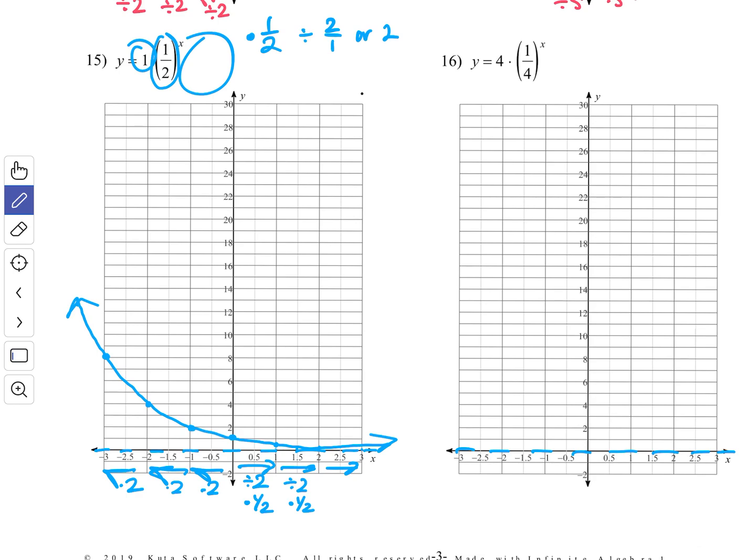Okay. Now, number 16, very similar. We start at 4, because we already have our asymptote. We're timesing by a fourth, so that's like I'm dividing by 4 as I go to the right. So 4 divided by 4 is 1, then 1/4, and smaller and smaller. But I move to the left, we're timesing by 4. 4 times 4 is 16. 16 times 4 is 64? I believe so.